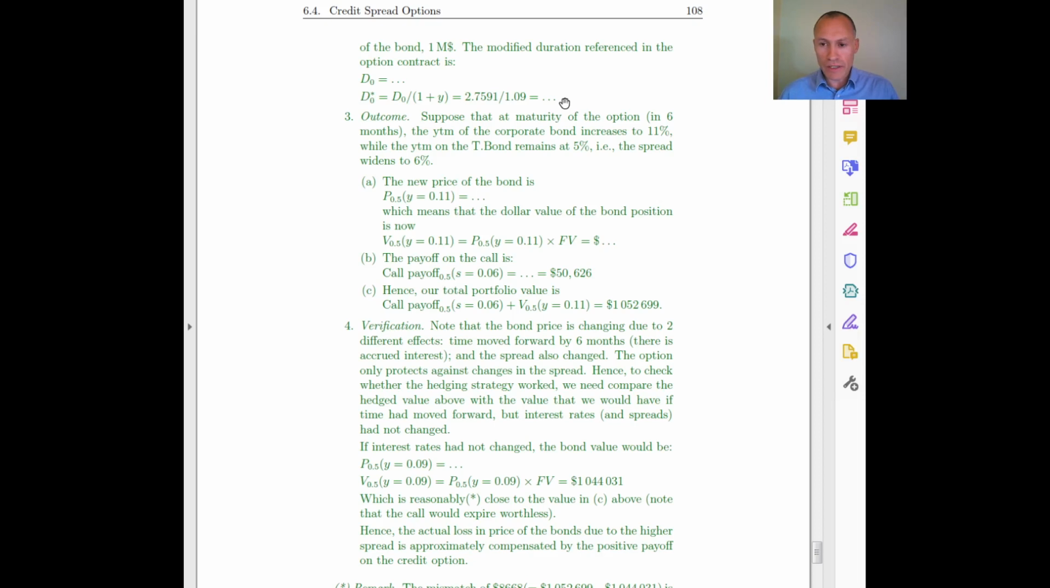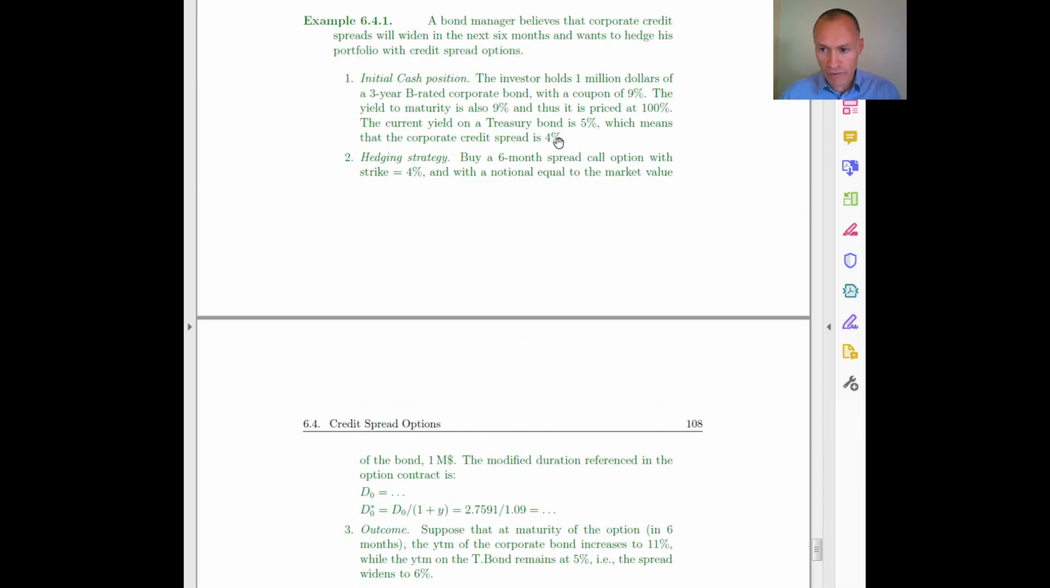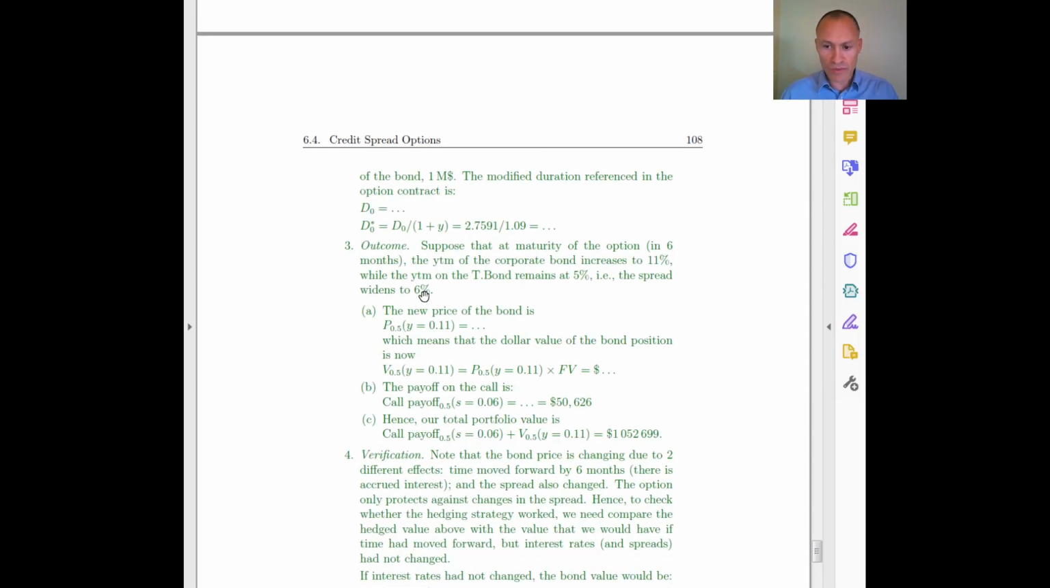So let's start this hedge, and now let's see what happens. Okay, so let's see what is the outcome. Let's assume some scenario. Let's assume that at the maturity of the option, 6 months from now, spreads have indeed increased. So the yield to maturity on the bond has jumped from the previous number, which was 9%, to 11%, while the yield on the treasury bond remains at 5%. So the spread that was initially 4% has gone to 6%, right?